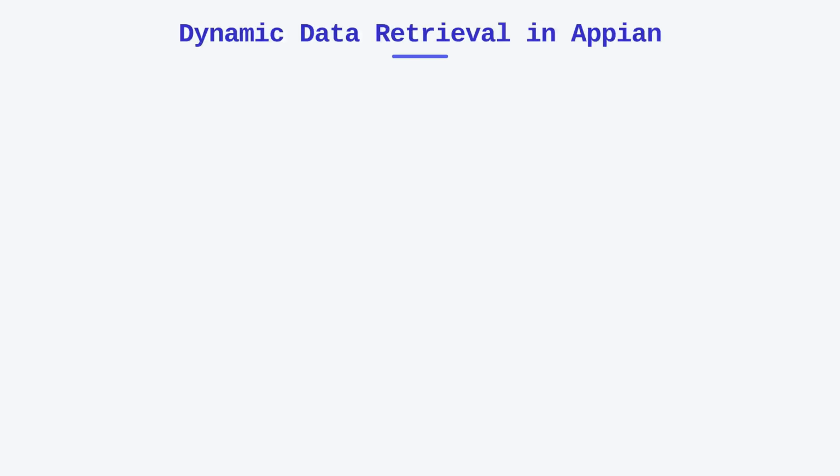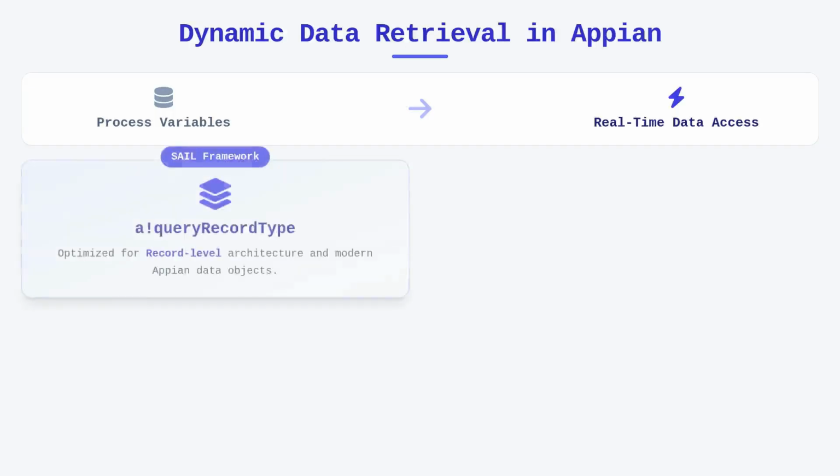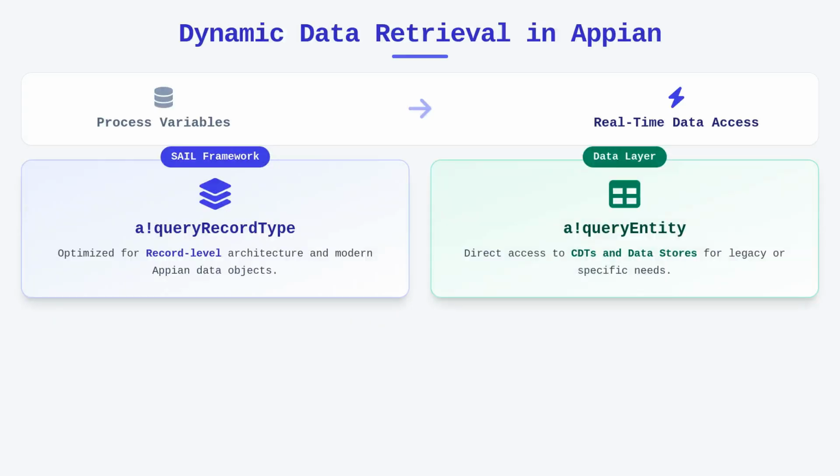When we talk about querying data with expressions, we are essentially moving away from reliance on process variables and shifting toward real-time data access. The two functions that dominate this landscape are a query record type and a query entity. While they share a similar purpose, they serve different layers of the Appian data architecture. Understanding when to use one over the other is a pillar of building performant interfaces.